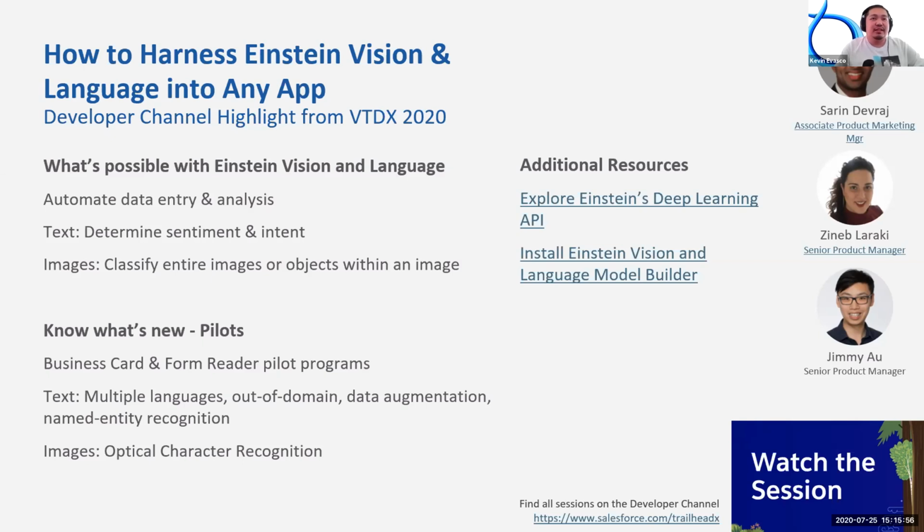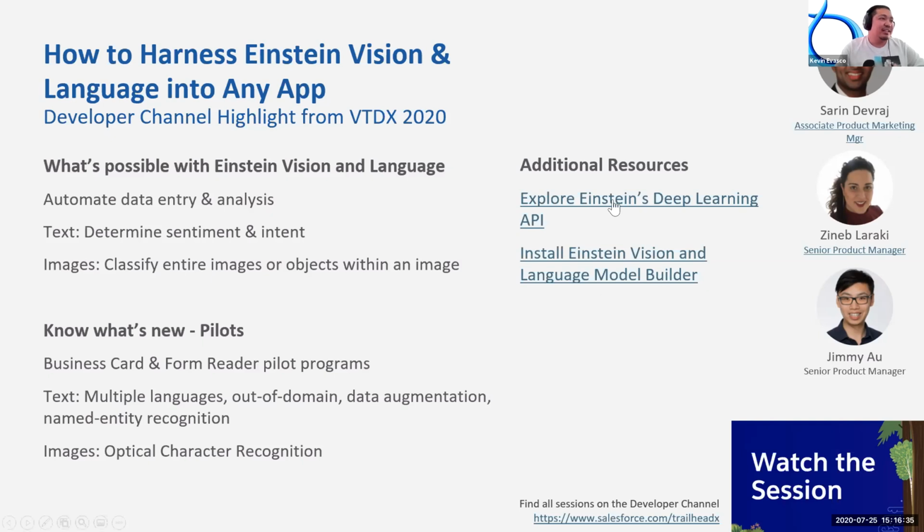This is a super interesting area to explore. I myself have been playing with the Einstein Language API and find it super amusing how the API can solve problems by getting sentiment and intent. New pilot features are business card and form reader, meaning you can scan images and then turn them into text. Pilot programs: multiple languages, out of domain, data augmentation, named entity recognition, optical character recognition. Lots of jargon, but it will be fun once you get your hands into it.